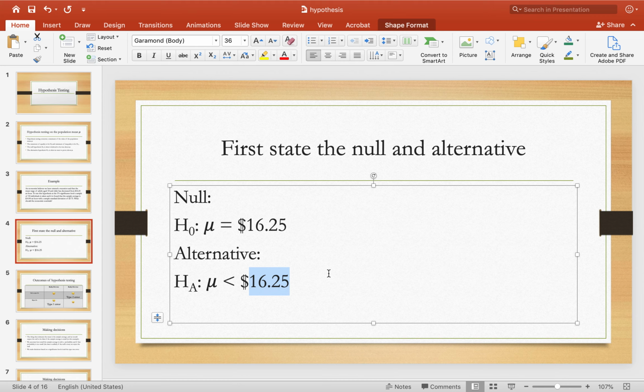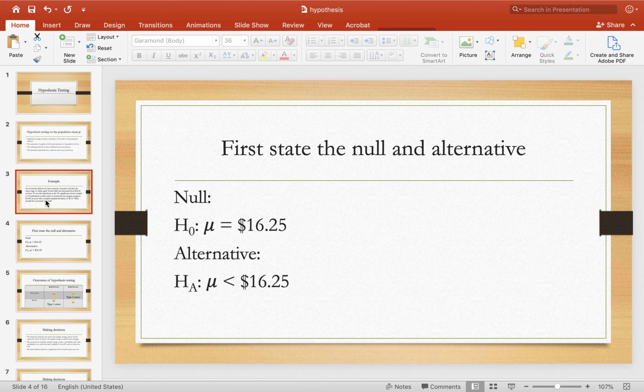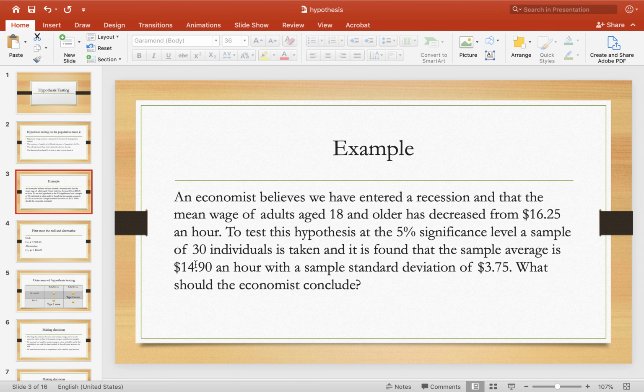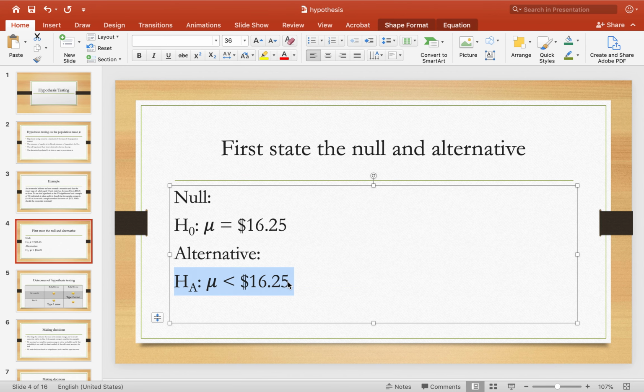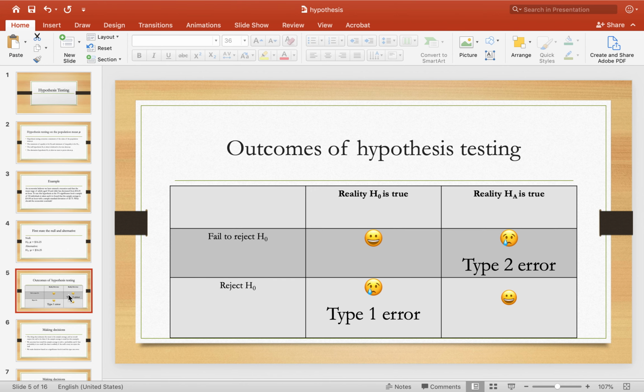So what we'd like to know is, if I were to resample and take another average, I might not get $14.9 an hour. I might get $15.75. I might get $16.10 an hour. How small is too small? Or how big is too big is the question that we want to answer. When I take different samples, I'm going to get different answers for this $14.90. How much of a difference is big enough to conclude that it is in fact a different wage, that it has decreased, to decide in favor of the alternative, that is.